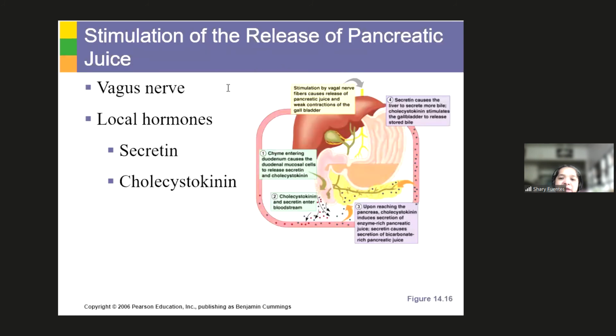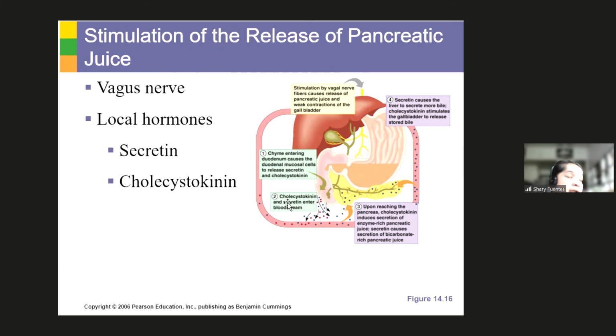For stimulation of the release of the pancreatic juice, you also have the vagus nerve and some hormones, secretin and cholecystokinin. The stimulation of the vagus nerve causes the release of your pancreatic juice and the weak contraction of the gallbladder. Okay, so yung chyme na pumapasok sa duodenum causes the duodenal mucosa cells to release secretin as well as cholecystokinin, itong dalawa. The cholecystokinin and secretin will enter the bloodstream, and upon reaching the pancreas, they induce the secretion of the enzyme-rich pancreatic juice.